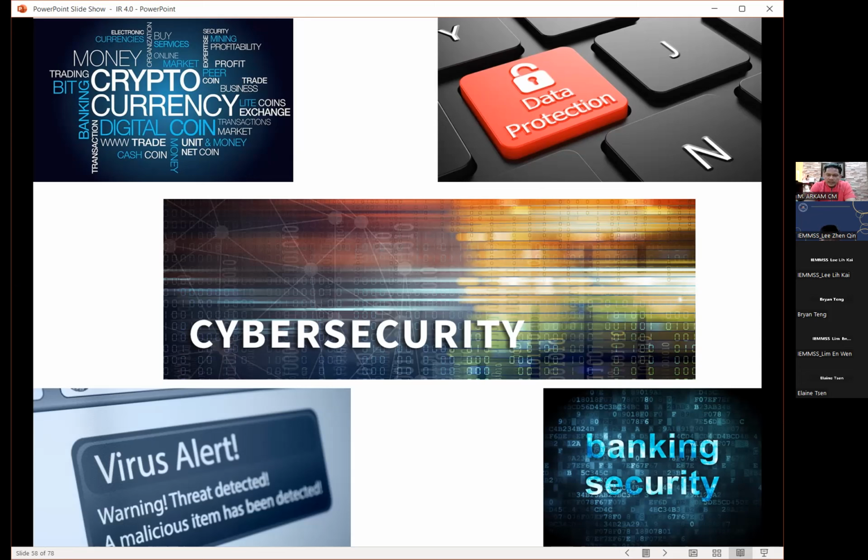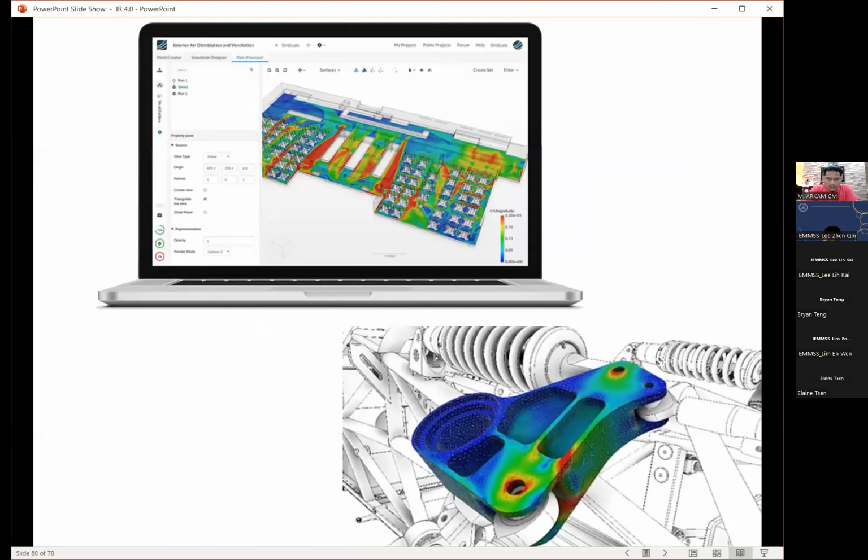So cybersecurity, banking security, and whatever security we have in physical mode, the same goes for our virtual modes. So another job scope is coming from this kind of opportunity. Either you go for crypto, or you go for data protection, or you go for all the security things regarding cyber things. So it's one part of the element that we want to have in our own virtual world.